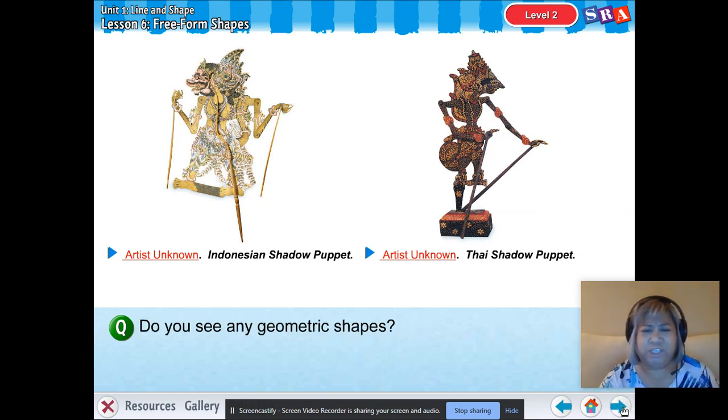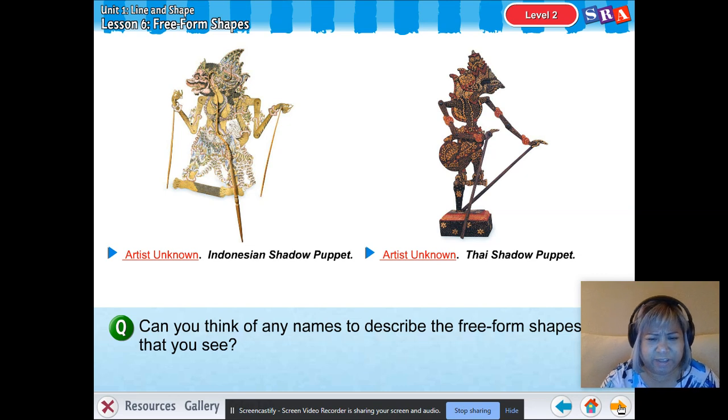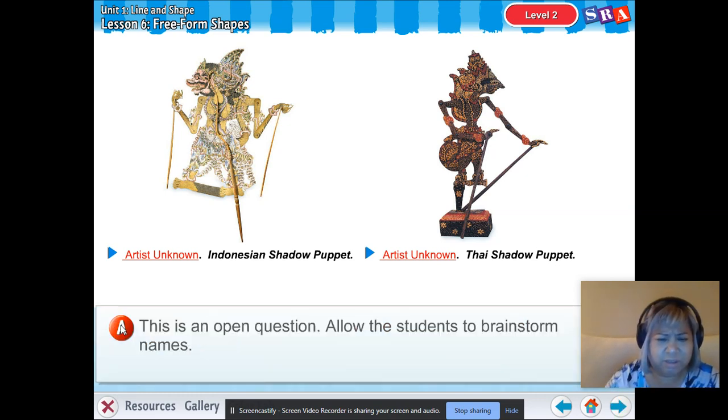Do you see any geometric shapes other than the ones I showed you? Can you think of any other names to describe the freeform shapes? It's an open question, so you can brainstorm different names for different shapes. Heart-shaped, finger shape, body shape, foot shape, flowers, a freeform shape.